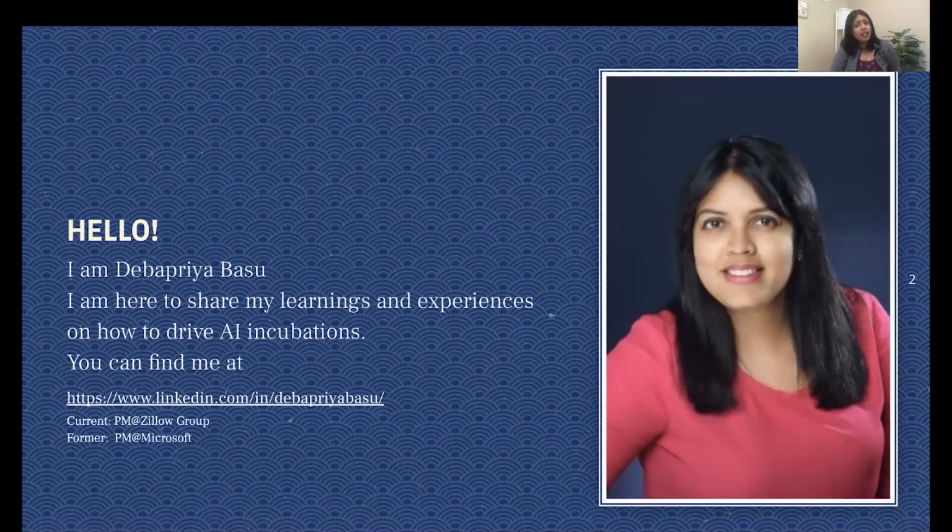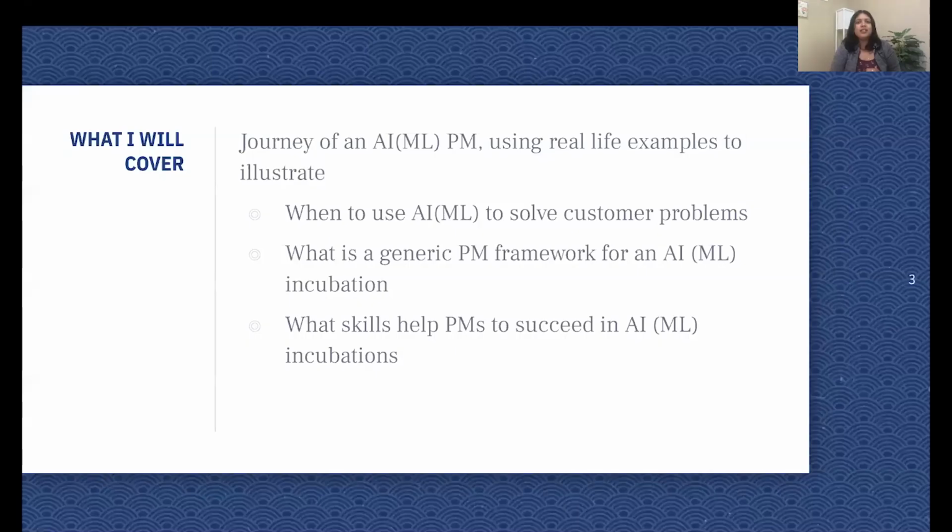leading different incubation efforts. So in today's talk, what I'm going to cover is basically the journey of an AI ML PM using real life examples to illustrate. And the journey or the mindset starts from when to use AI ML to solve customer problems. So we start with the mindset, we start with understanding when to use AI ML. Then we'll progress to a generic PM framework for incubations involving AI. And finally, we'll close the talk with discussing some skills that help PM succeed in this role.